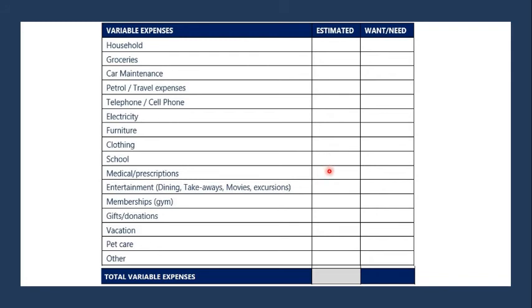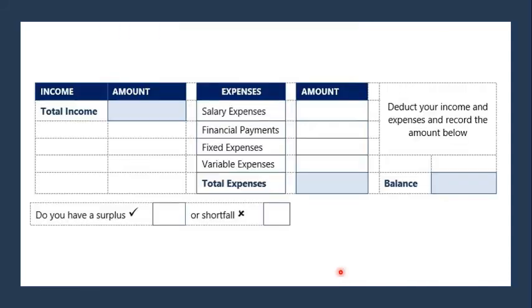Any other medical prescriptions? Do you dine out? Entertainment, takeaways, movies, excursions? Do you belong to a gym or any other memberships? Do you give gifts or donations to a church or charity? Do you put money aside for vacation, for pet care? Anything other than your total variable expenses.